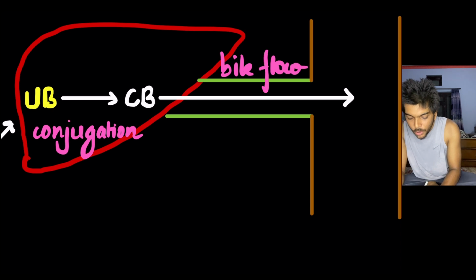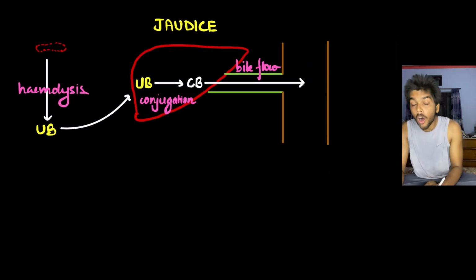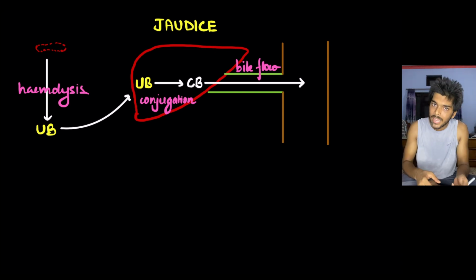So conjugated bilirubin enters the duodenum along with the bile. The bile contains bile salt and acid, and the thing that makes bile salt and acid is cholesterol, and this conjugated bilirubin.